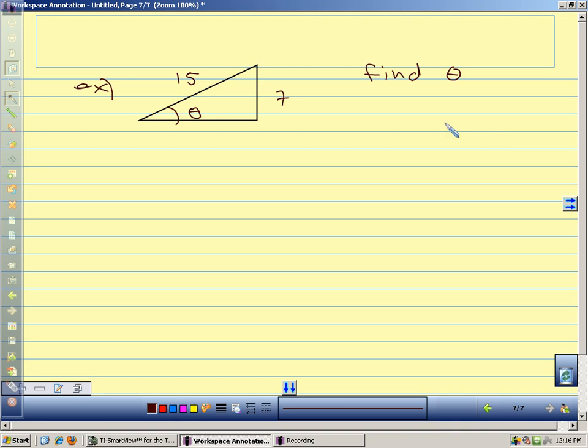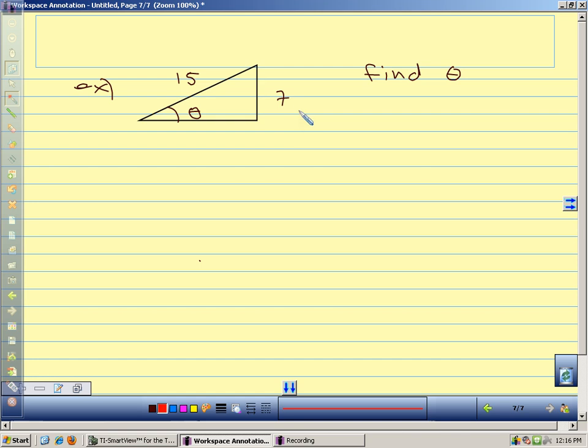When we're looking for an angle, we have to use the inverse. So this time we're looking for theta, we're looking for the angle, we have to use the inverse. So let's label our triangle, and then we know we're going to use an inverse.